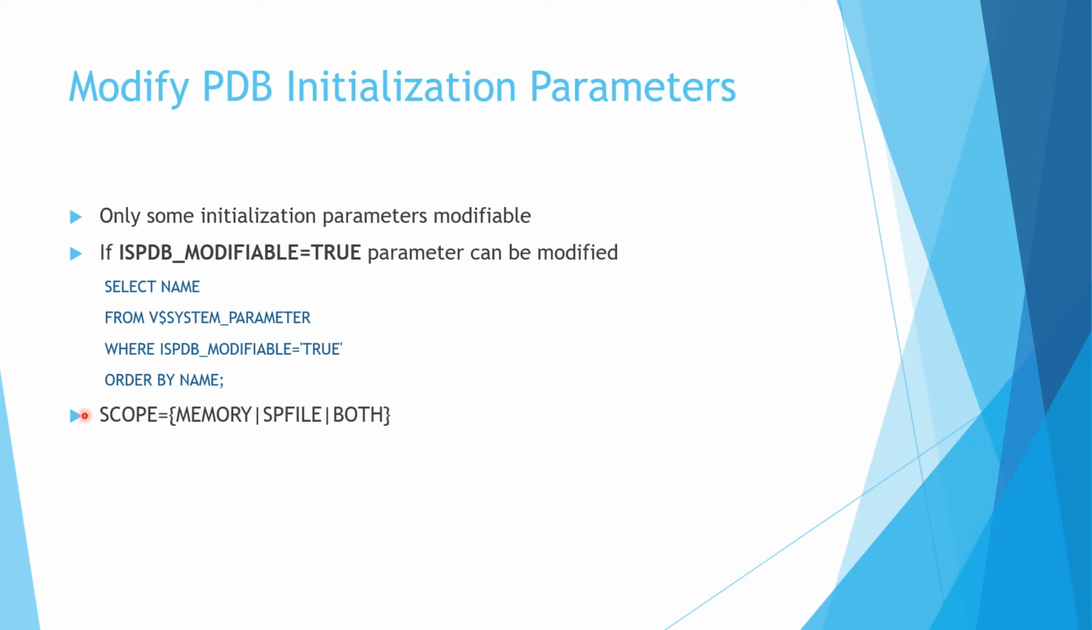Initialization parameters can be changed with the scope of memory, SP file, or both. When a parameter is changed with the scope of memory, the parameter is changed in the memory only. It reverts back to the original value upon an instance restart. The parameter changes with scope equal to SP file persist through restarts. When the scope equal to both is specified, the value of the parameters is changed in the memory as well as in the SP file.